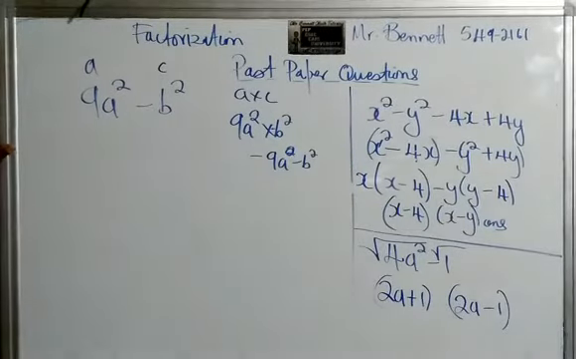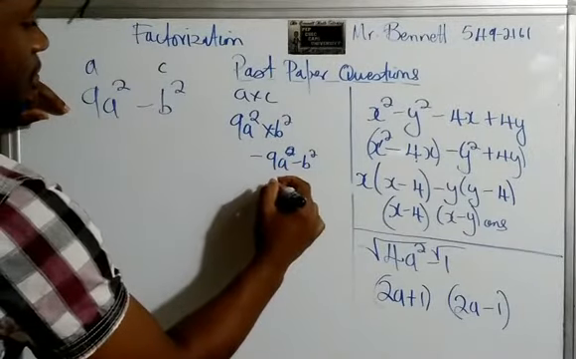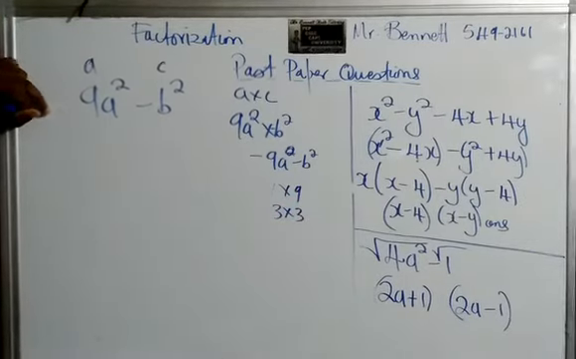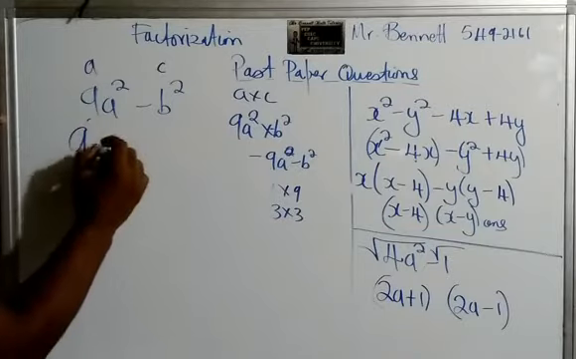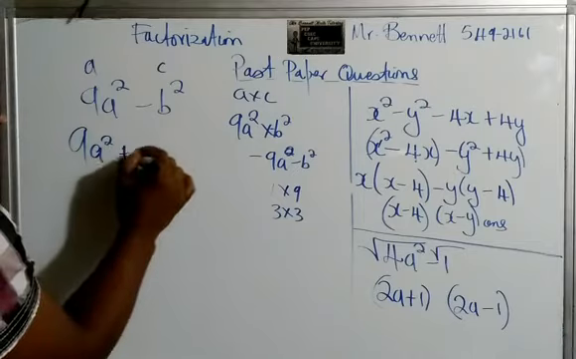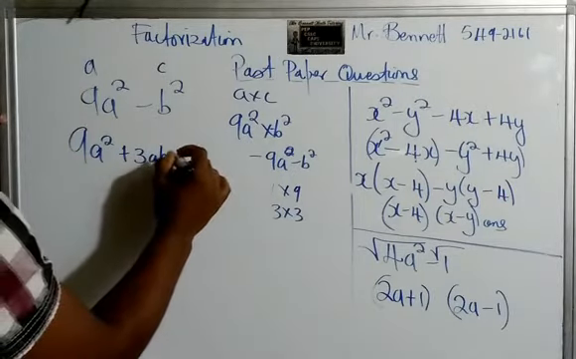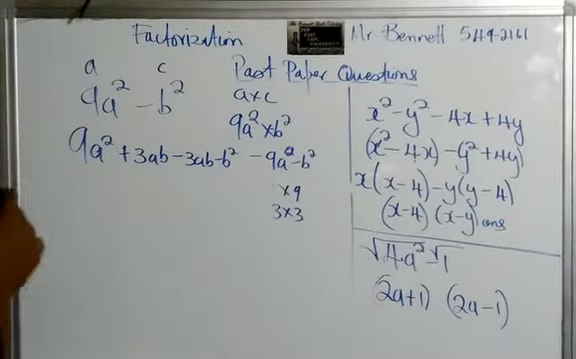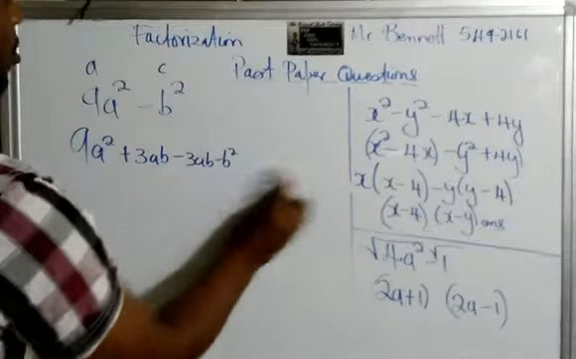So we need all the factors of 9, so it would be 1 times 9 and 3 times 3. So it's obvious that it would be 3. So 9a squared, one is the plus and one minus. So let's just plus 3ab minus 3ab minus b squared. I'm just going to clear this rough work part so you guys can see. Don't get it mixed up now.